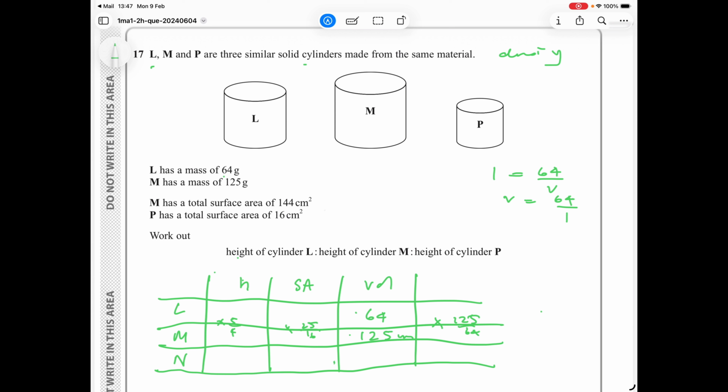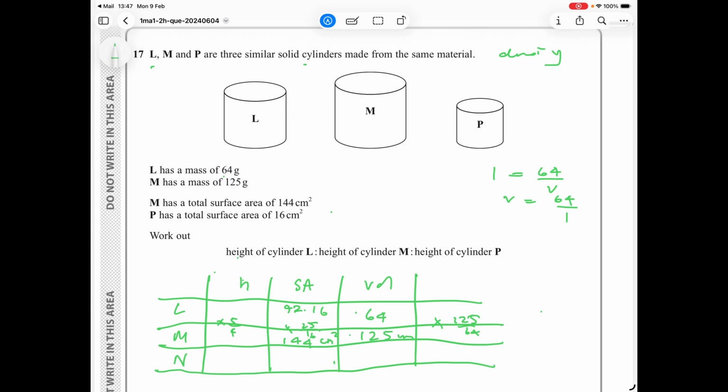Right, M has a total surface area of 144 centimetres squared. So in order to find out what L's is, I suppose you could do 144 divided by 25 over 16. Oh no, even, yeah, that's right. And that gives us 92.16.